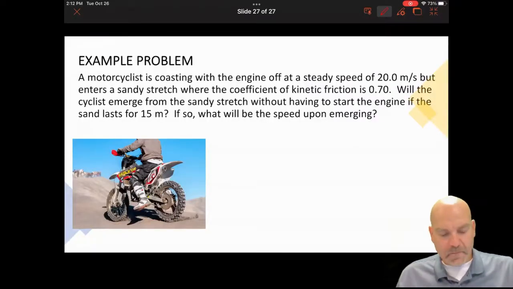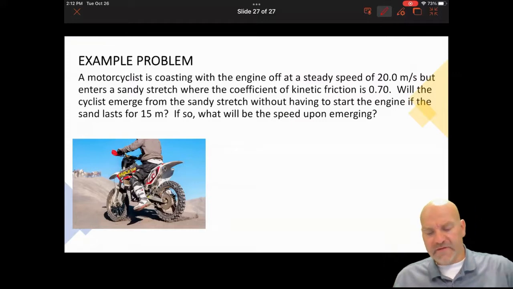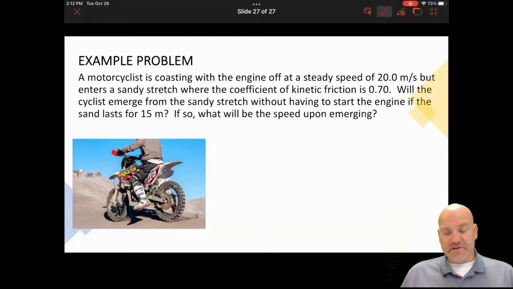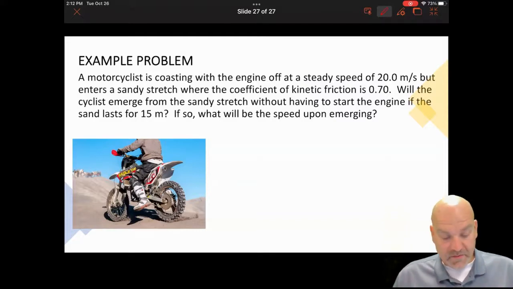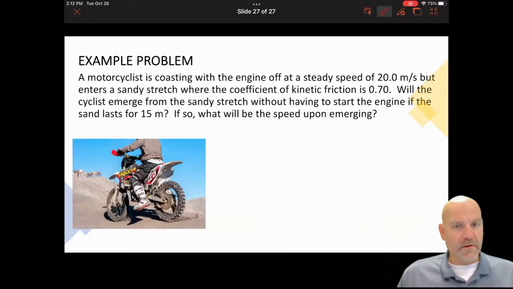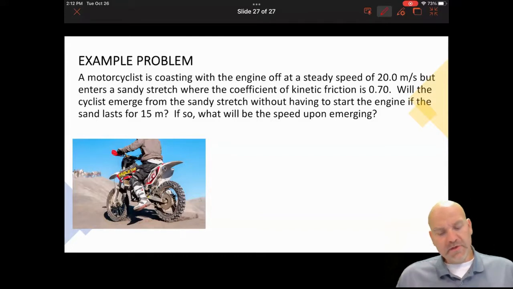So let's look at an example. A motorcyclist coasting with the engine off at a steady speed of 20 meters per second enters a sandy stretch where the coefficient of friction is 0.7. Will the cyclist emerge from the sandy stretch without having to start the engine if the sand lasts for 15 meters? If so, what will be their speed upon emerging?